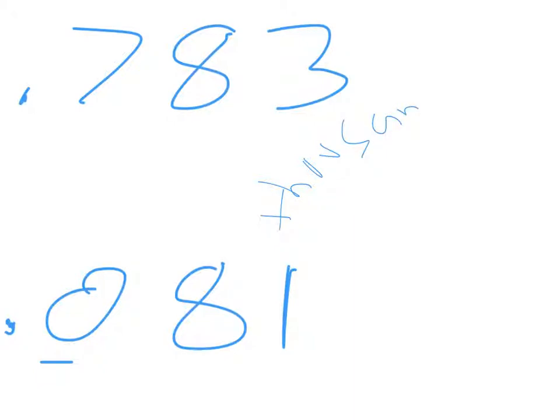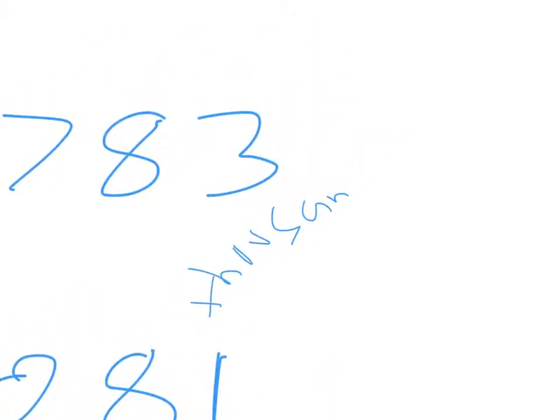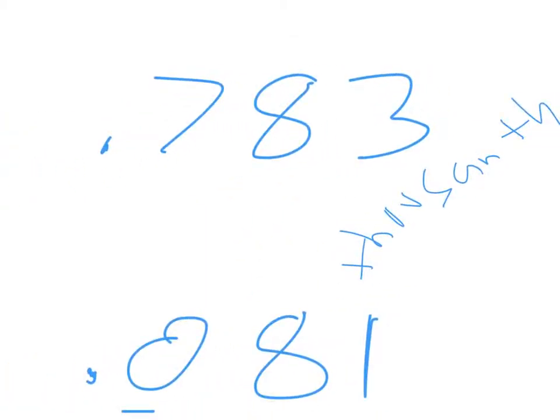T-H-S, thousandths. And then next to it, this would be what we call the hundredths. I'm just going to indicate this, kind of not spelling it out. Hundredths, and then you have your tenths. Tenths, hundredths, thousandths.